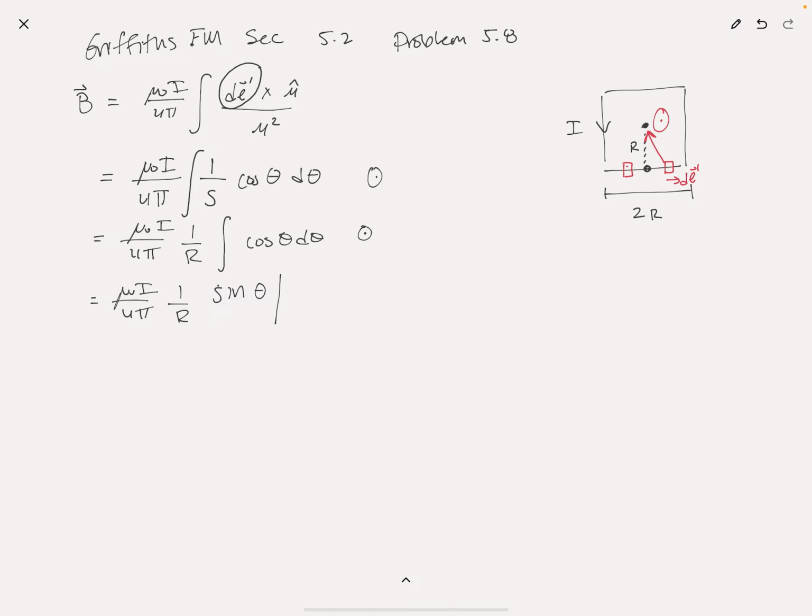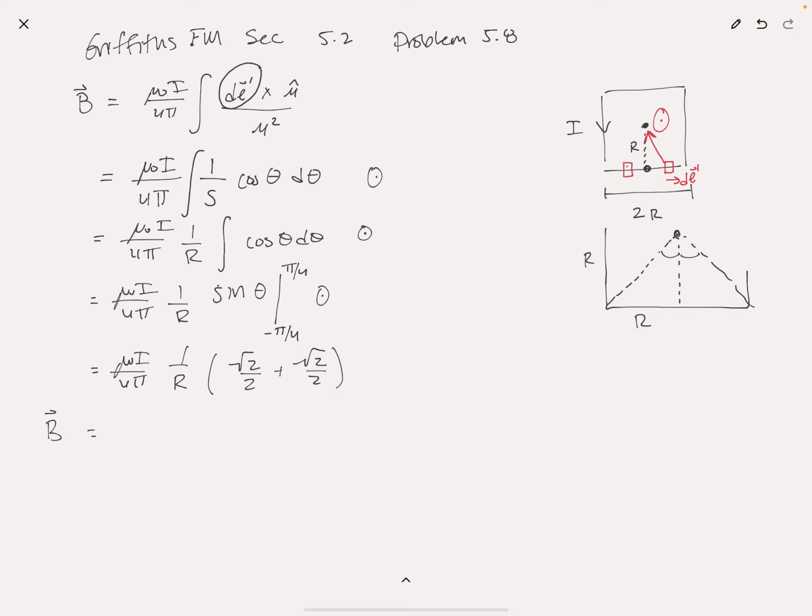Previously we knew we wanted to stretch infinitely far away, so we had a bound of pi over 2. But for a chunk of my square, this is r, this is r. I want to integrate from an angle that goes from here to an angle that goes from here. It happens to be minus pi over 4 and pi over 4. So I can do that. Mu naught I over 4 pi, 1 over r, square root of 2 over 2 plus square root of 2 over 2.